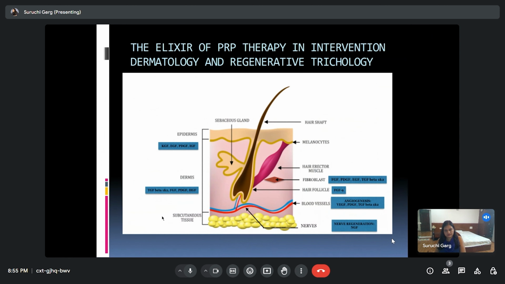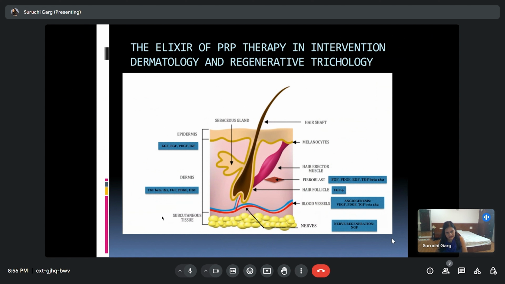So why is PRP to be used in scars? Here's a diagram from my recently published book, called The Elixir of PRP Therapy in Intervention Dermatology and Regenerative Trichology. Here you can see that in different cells and different tissues around the hair follicle and in the deeper layers of the skin, PRP has various growth factors.